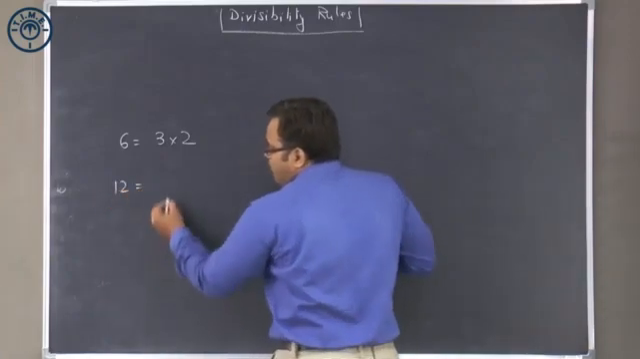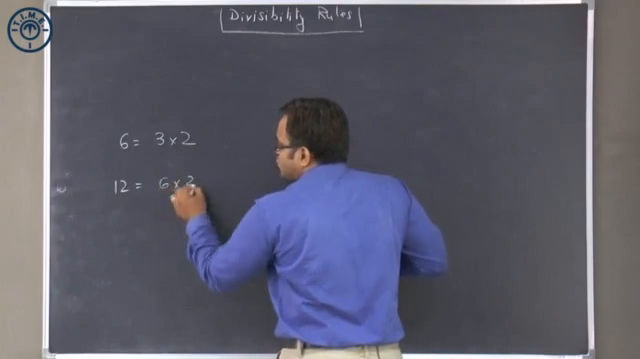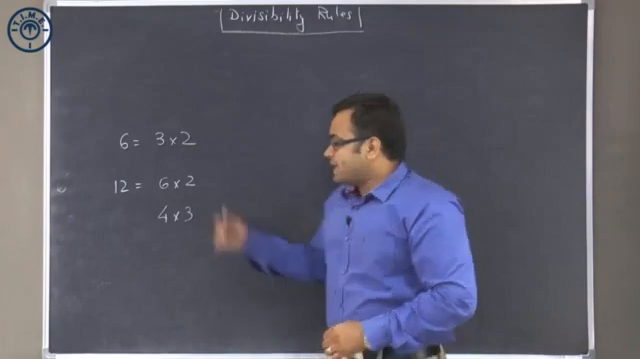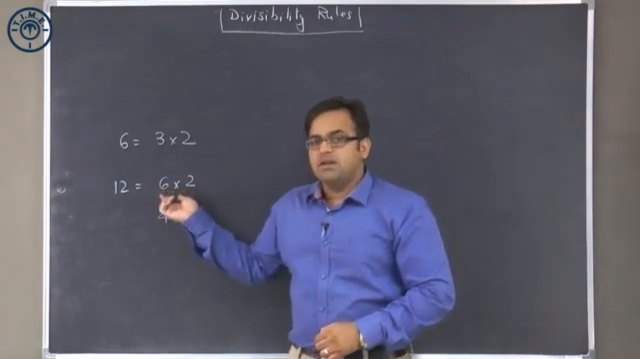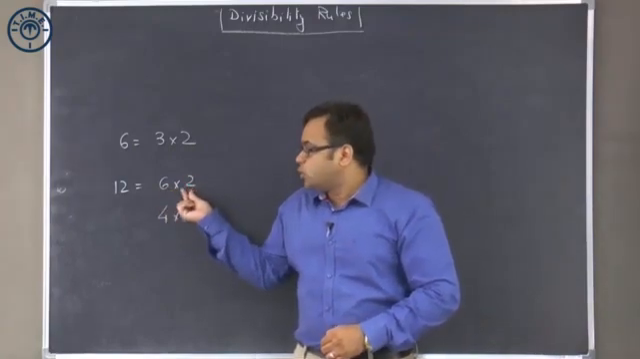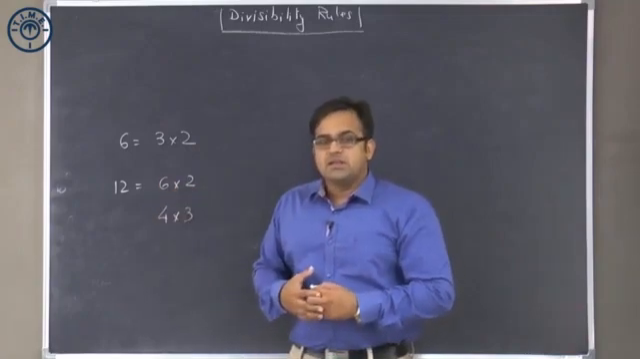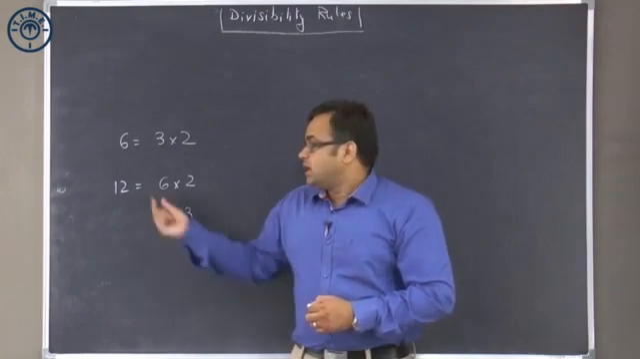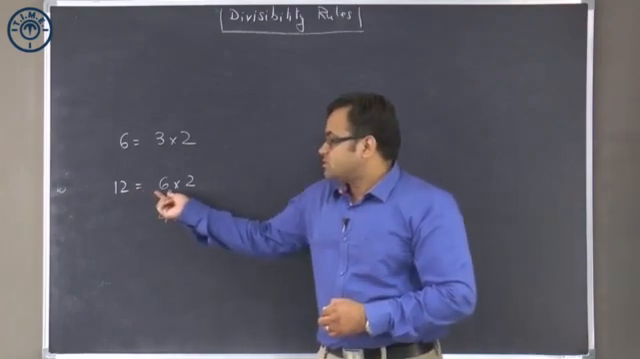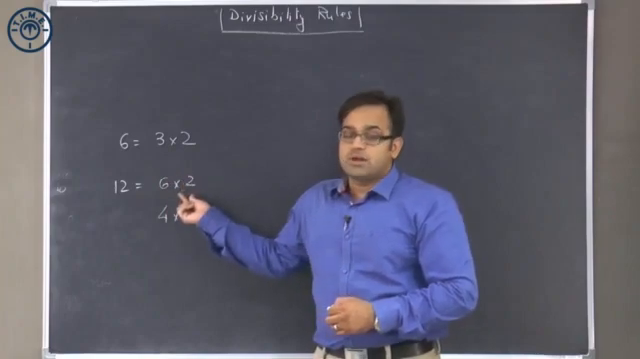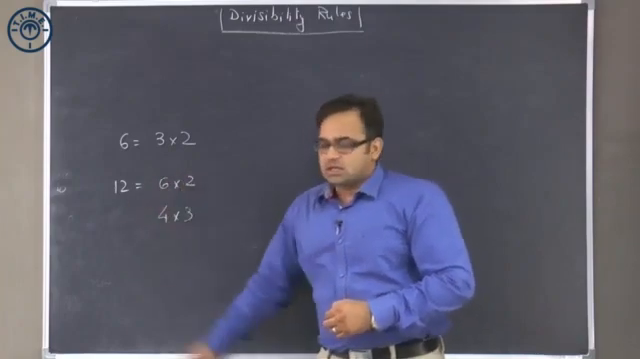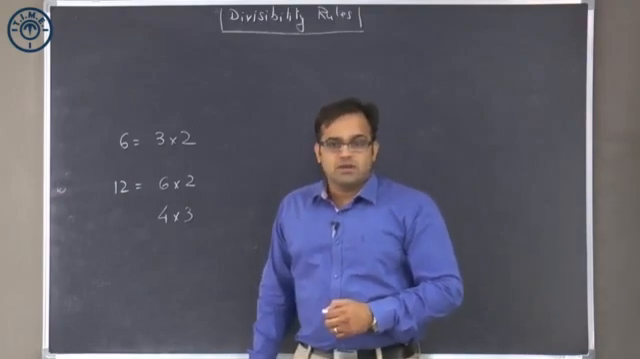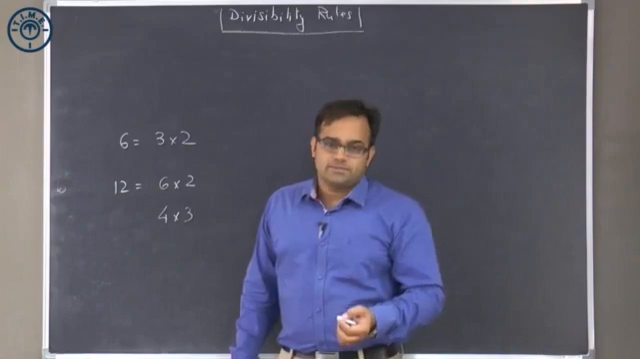12 can be written as 6 into 2, or 4 into 3. Can I say on the basis of the first statement that if a number is divisible by 2 and the number is divisible by 6, then the number would also be divisible by 12? No, that would not be true. Because if a number is divisible by 6, it will automatically be divisible by 2 also. So effectively this amounts to saying that if the number is divisible by 6, the number is divisible by 12 also, which is not right.